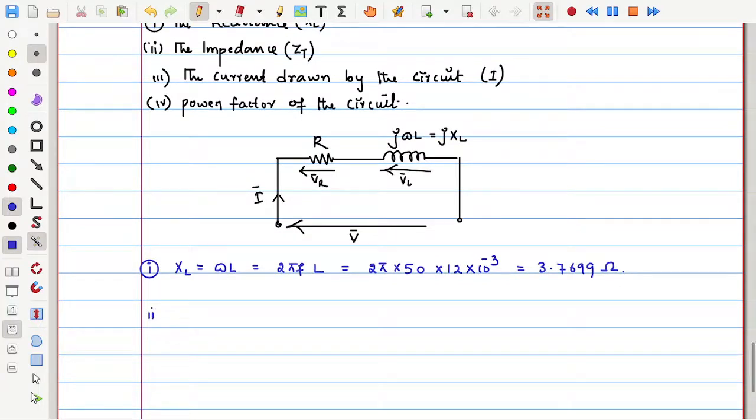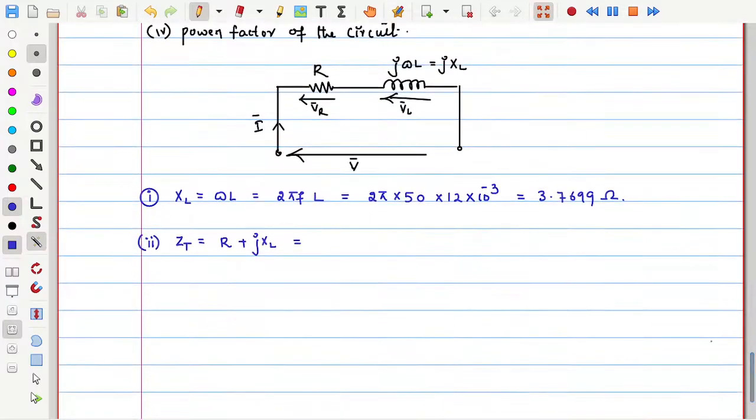Next, what do we need? The total impedance. We have already seen the total impedance. How much did we get? Simply adding the impedance of each element. Resistive impedance is R, inductive impedance is jXL. How much is R? 5 plus jXL. XL is already calculated, so 3.7699. You can put it as it is, or you can convert this into polar form.